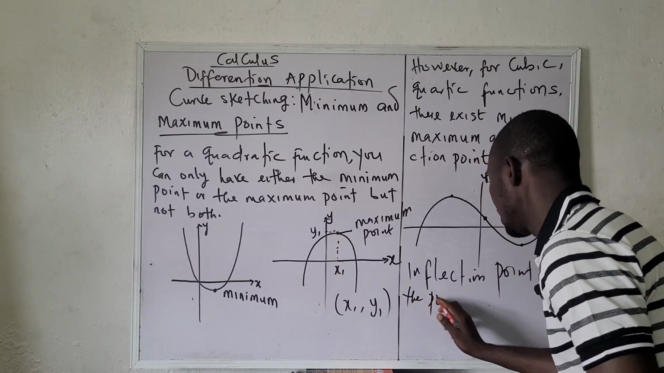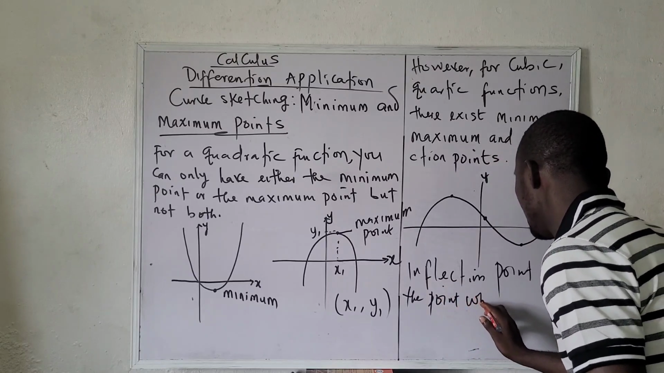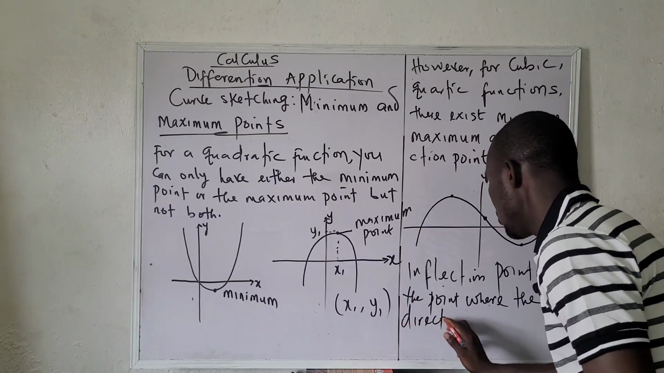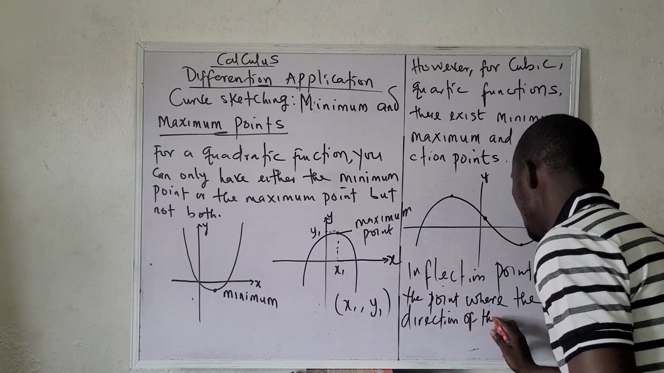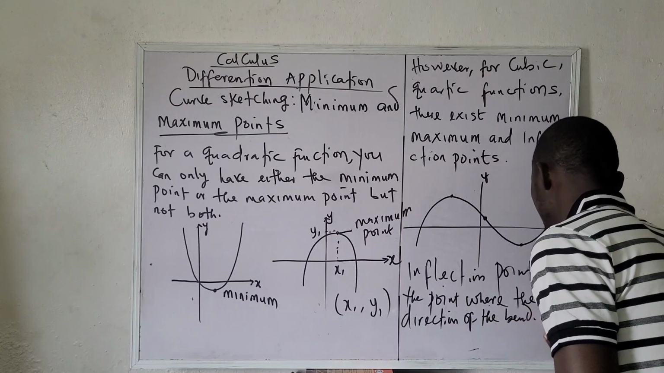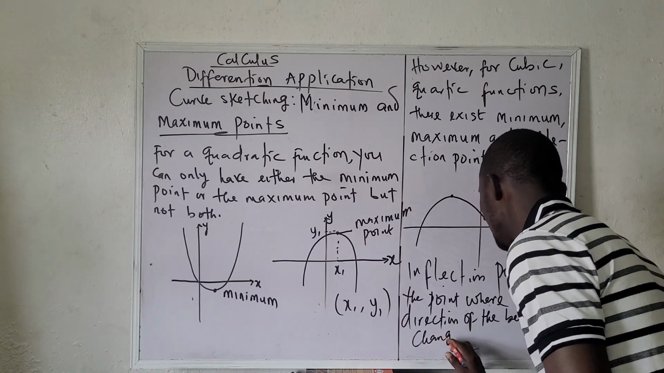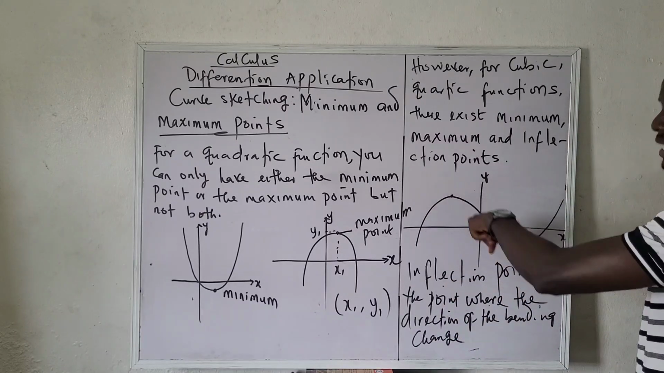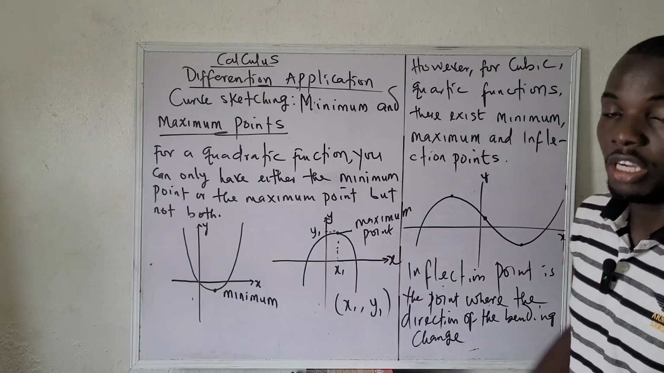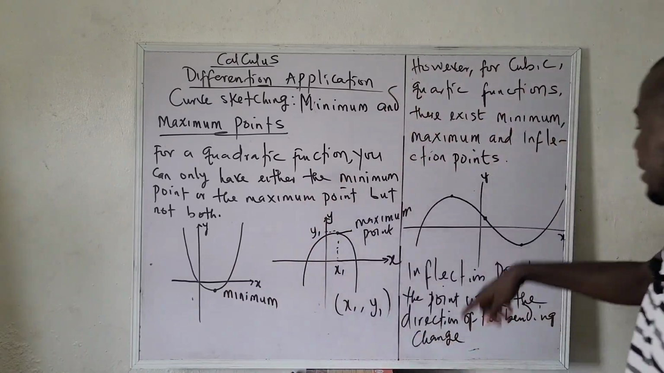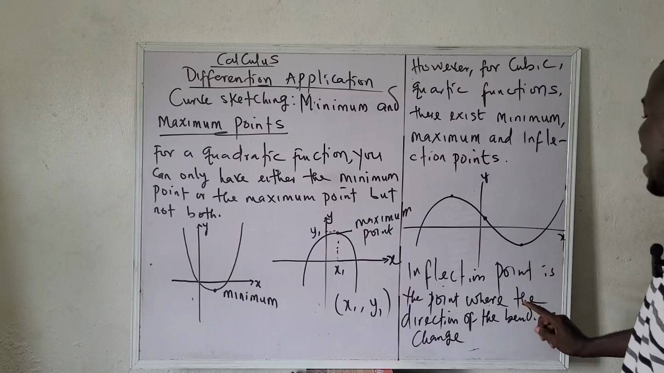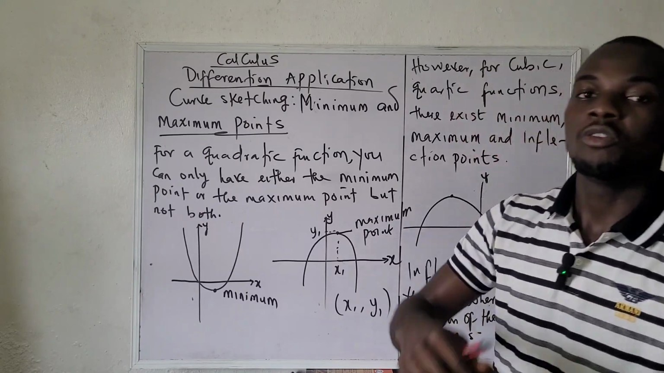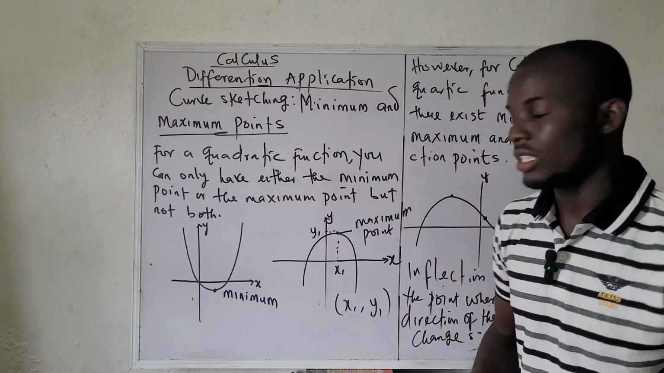is the point where the direction of the bending changes. You see the curve is bending. Is it bending inward or is it bending outward? Now the particular point where the direction of the bending changes is what we call the point of inflection. That is what the point of inflection is.